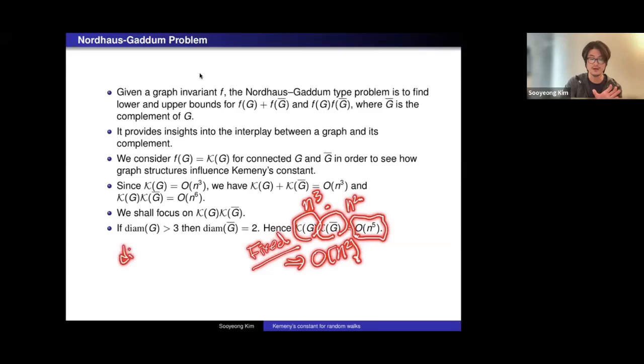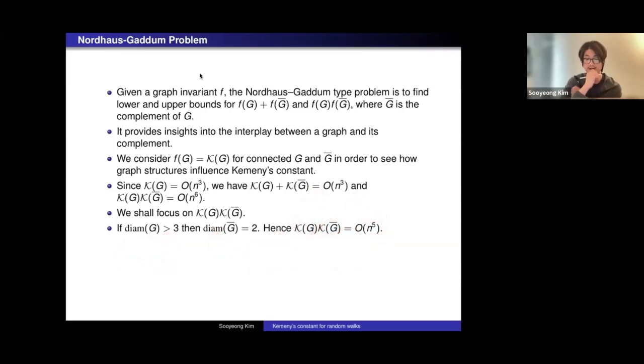And then if your graph has diameter 3, then G bar's diameter is going to be 2 or 3. Both are fixed diameter. So the maximum order is n to the power of 4. So the question is, is this upper bound sharp?